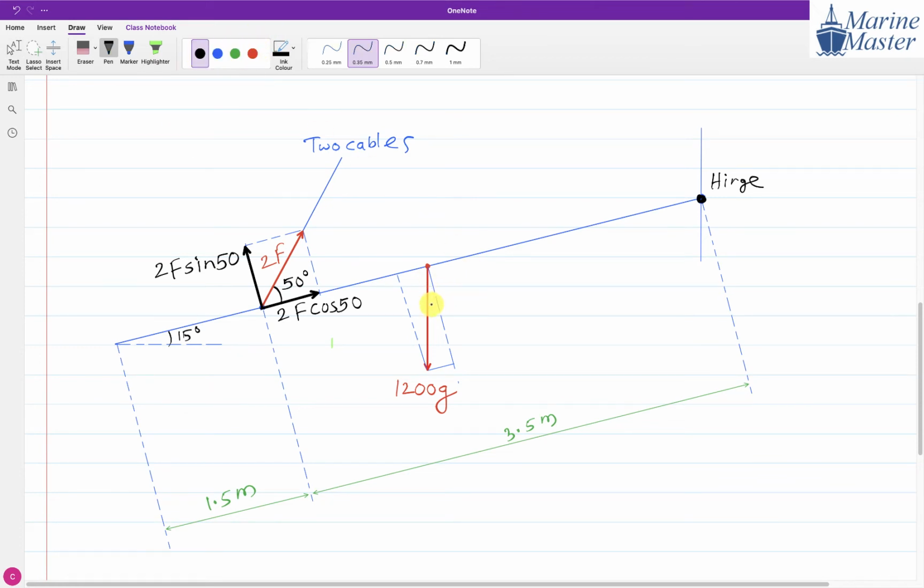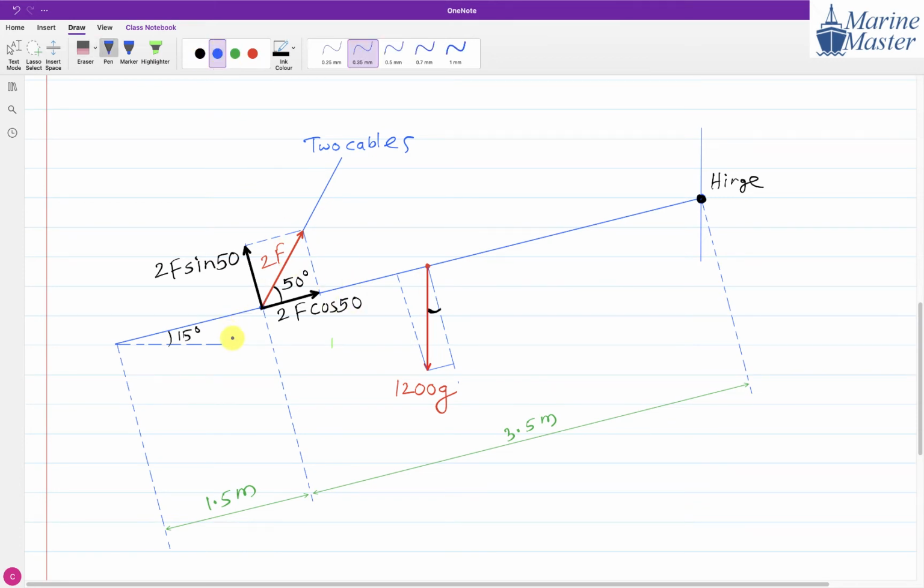Now my question to you: what will be this angle? This that I have shown in black. What will be this angle? 15 degrees, sir. How did you come to know that it is 15 degrees? The answer is correct, 15 degrees.